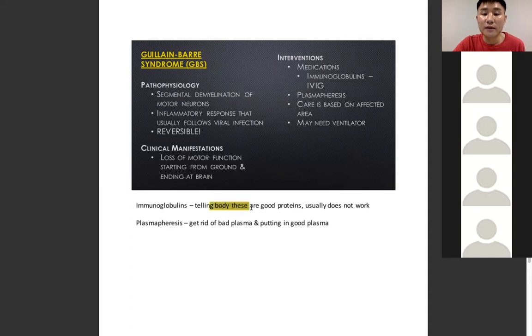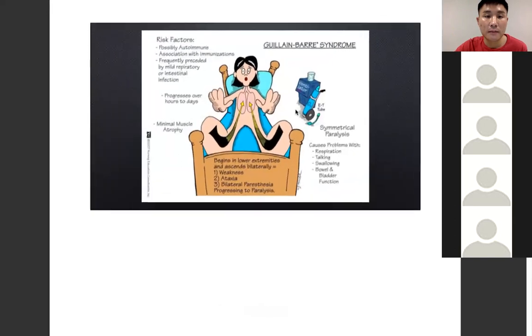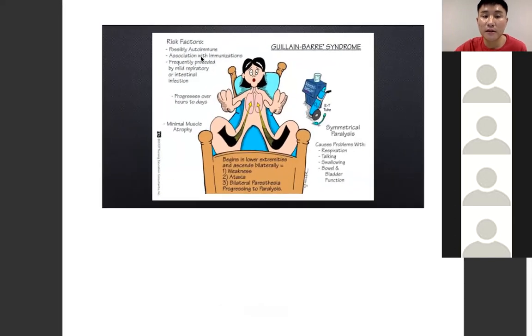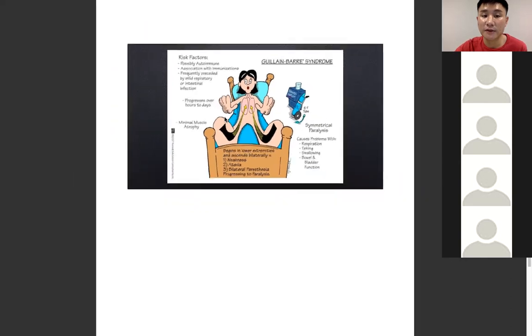Immunoglobulin tells the body these are good proteins. Usually this does not work. Plasmapheresis is to get rid of the bad plasma and put in good plasma. Risk factor: possibly autoimmune, associated with immunization, frequently preceded by mild respiratory or intestinal infection.